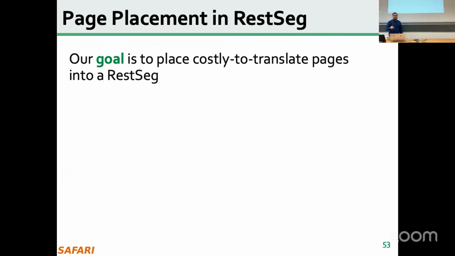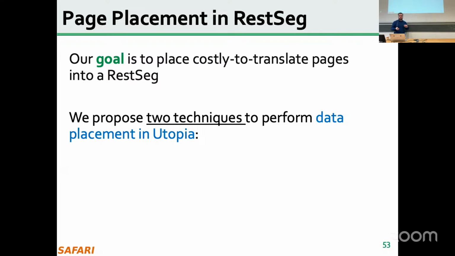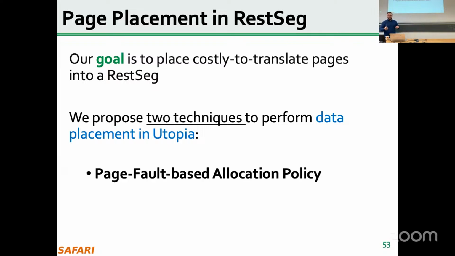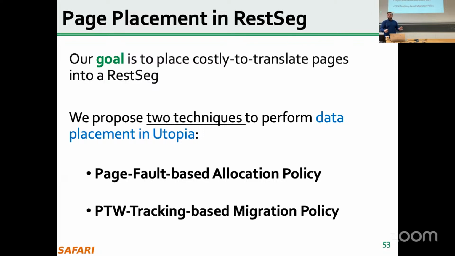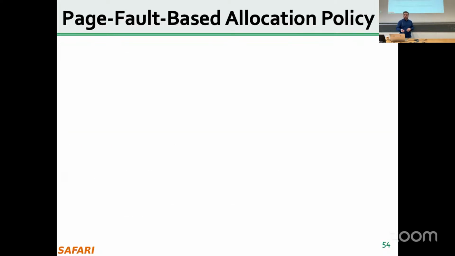So in terms of page placement, our goal is to place the costly to translate pages inside the restrictive segment. We propose two techniques to perform this. One is that on a page fault, we allocate everything in the restrictive segment as much as possible. And we also need a more dynamic mechanism that tracks on the fly which pages are costly to translate, which is the page table tracking-based policy.